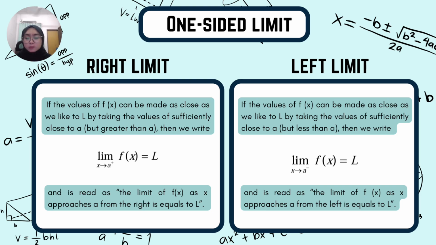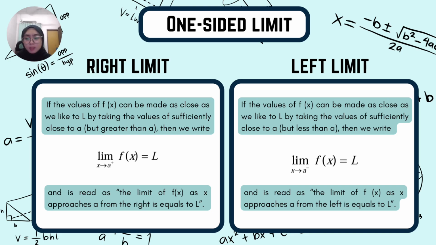So today I will explain about one-side limit. One-side limit considers what value a function approaches as the input approaches a point from only one direction. The right-hand limit, limit x approaches a plus f(x), looks at values of x greater than a, while the left-hand limit, limit x approaches a minus f(x), looks at values of x less than a.